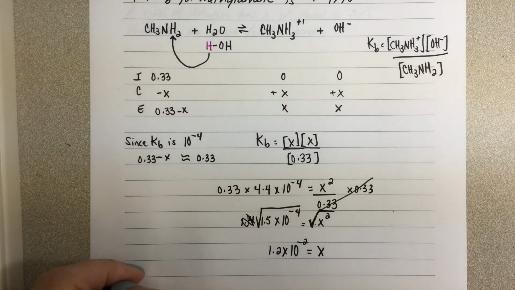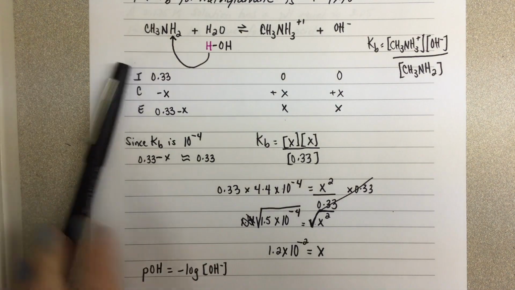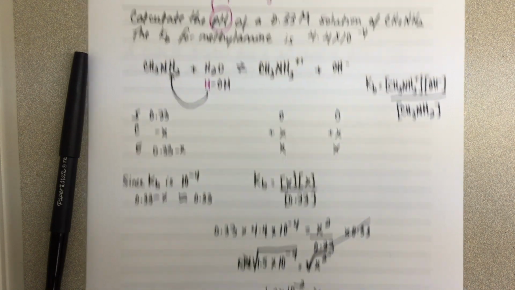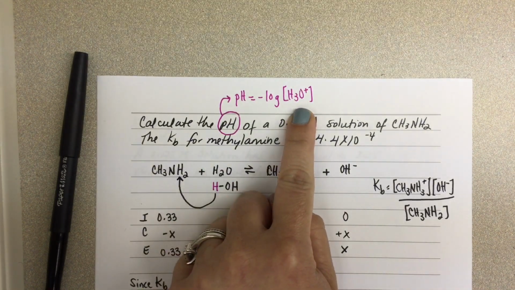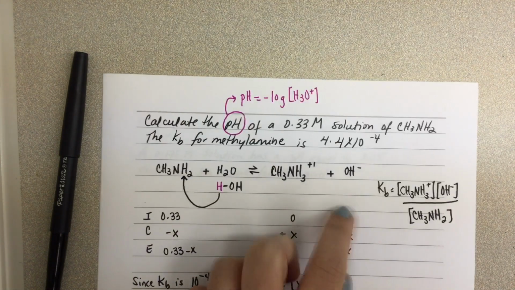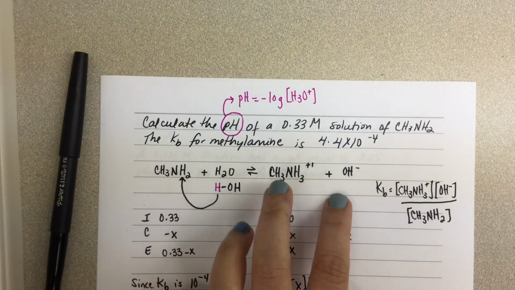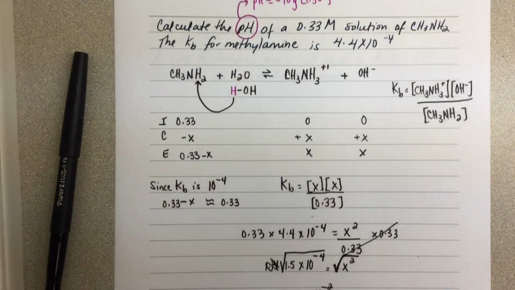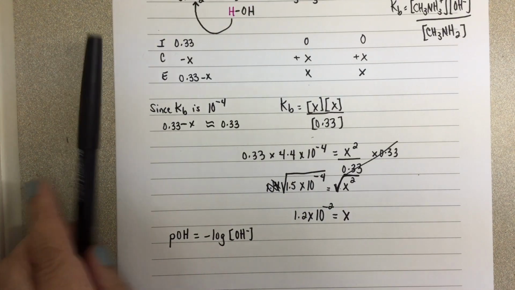If you have the concentration of hydroxide, you can calculate pOH, not pH. For you to calculate pH, you need the concentration of hydronium. You don't have hydronium from this equilibrium because this is a weak base, so you're getting hydroxide as the product. You can use your hydroxide concentration to find pOH.